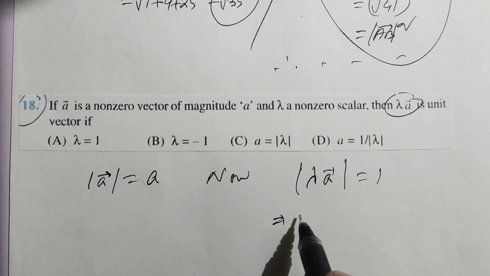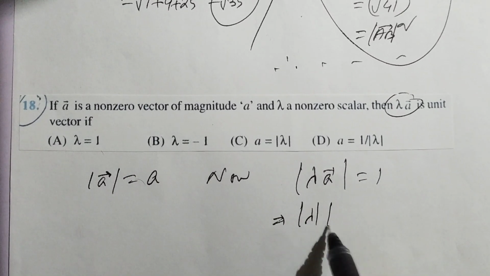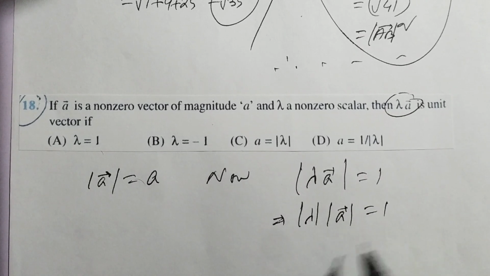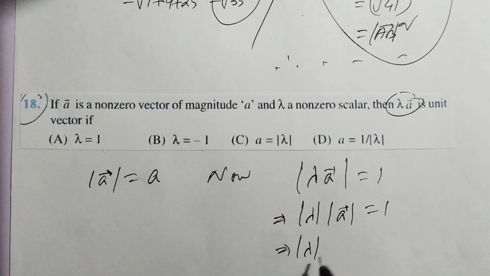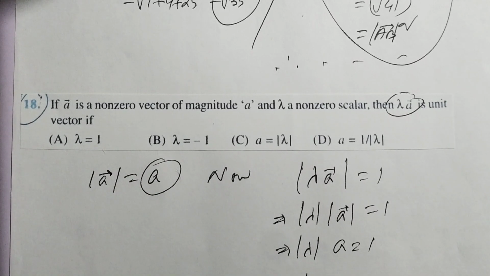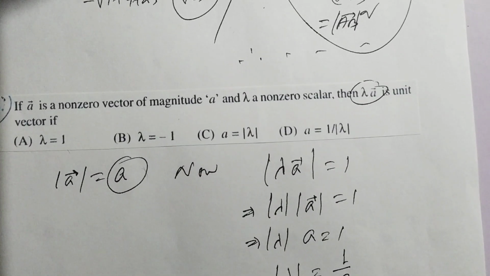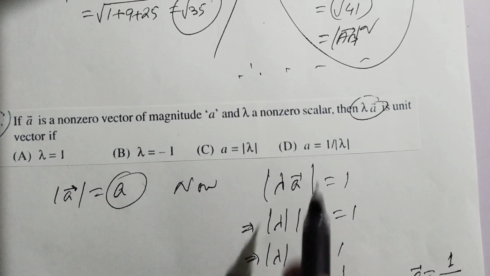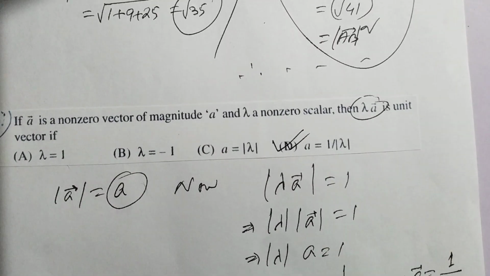And then you see it will be magnitude of lambda into magnitude of a equal to 1, and magnitude of a vector is given as a, so magnitude of lambda times a is equal to 1. So lambda magnitude will be 1 by a, or we can say a is equal to 1 by lambda magnitude. So a equal to 1 by lambda magnitude is option D, the correct solution.